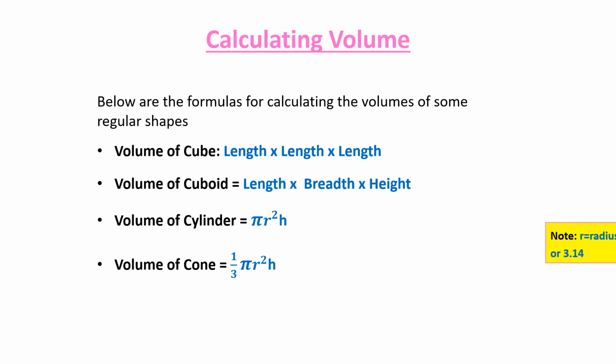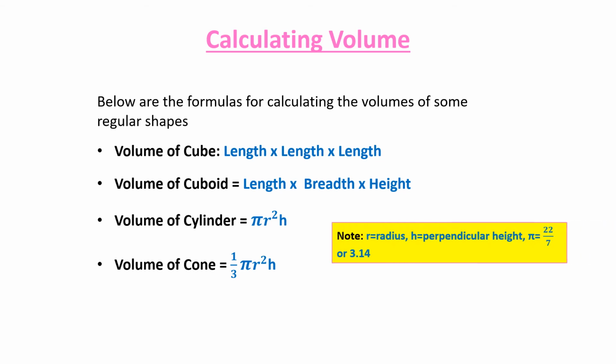Volume of a cylinder is calculated as pi r square h, where r is the radius and h is the perpendicular height. Pi is usually given as 22/7, or 3.14. Volume of a cone is calculated as 1/3 pi r square h, where r is the radius and h is the perpendicular height. Pi is usually given as 22/7, or 3.14.